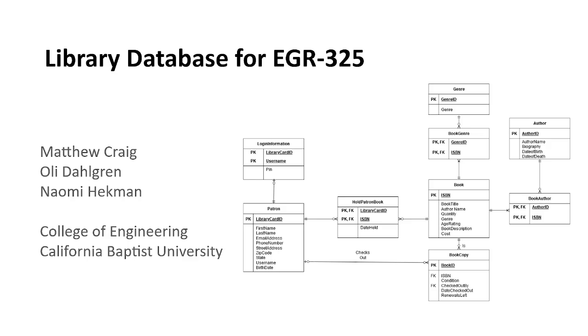Over here we have patrons. Patrons have a library card ID. They also have a first name, last name, email address, phone number, street address, zip code, state, username, and birth date. Patrons also can place holds on books, and that's using the hold patron book table. They have a library card ID and ISBN, and then finally the date held. And lastly, patrons have login information. They take in library card ID, username, and they can set up a PIN.